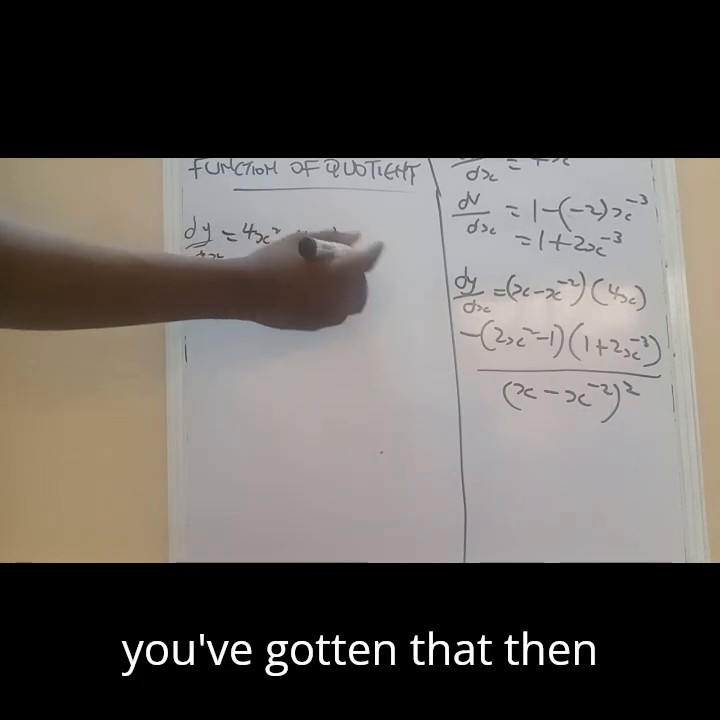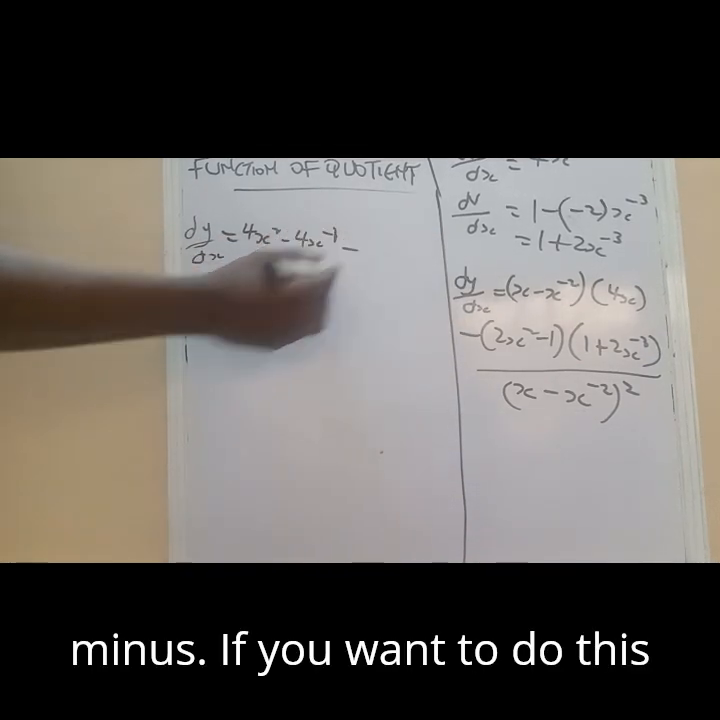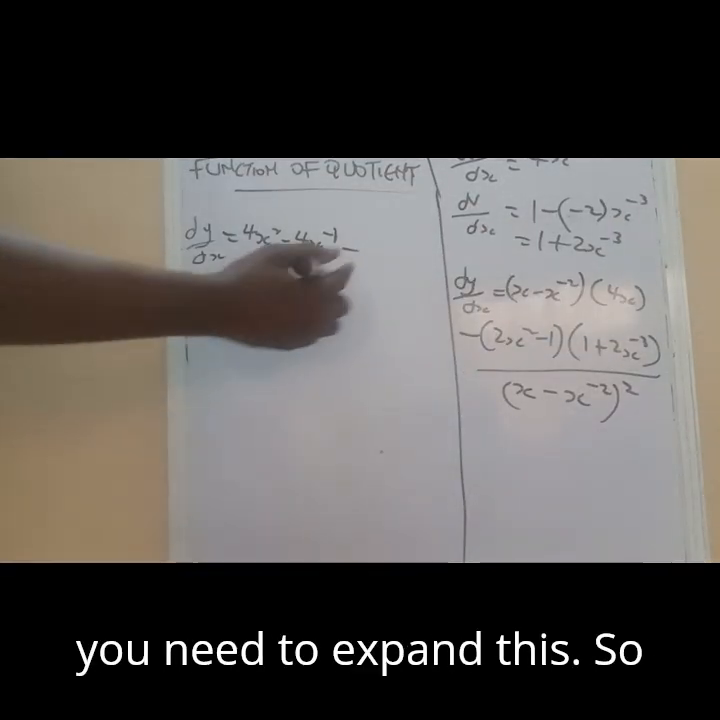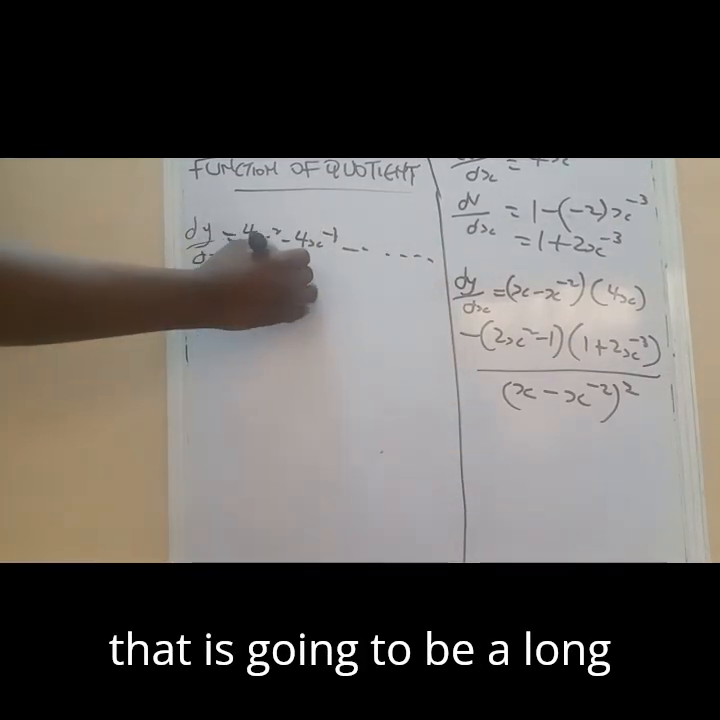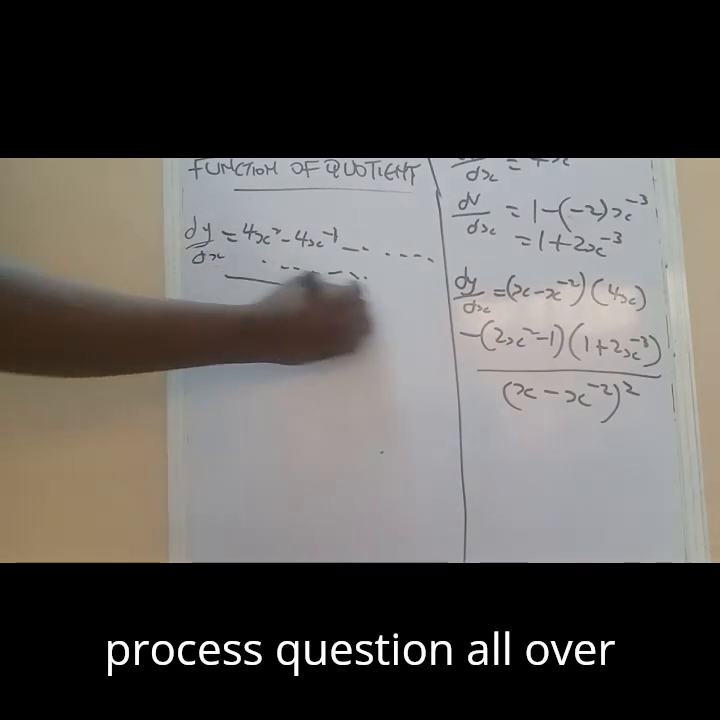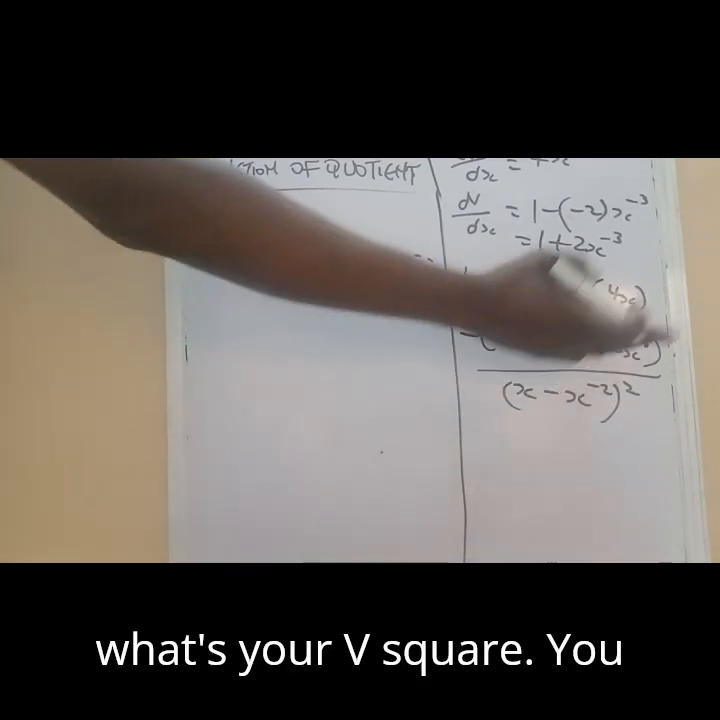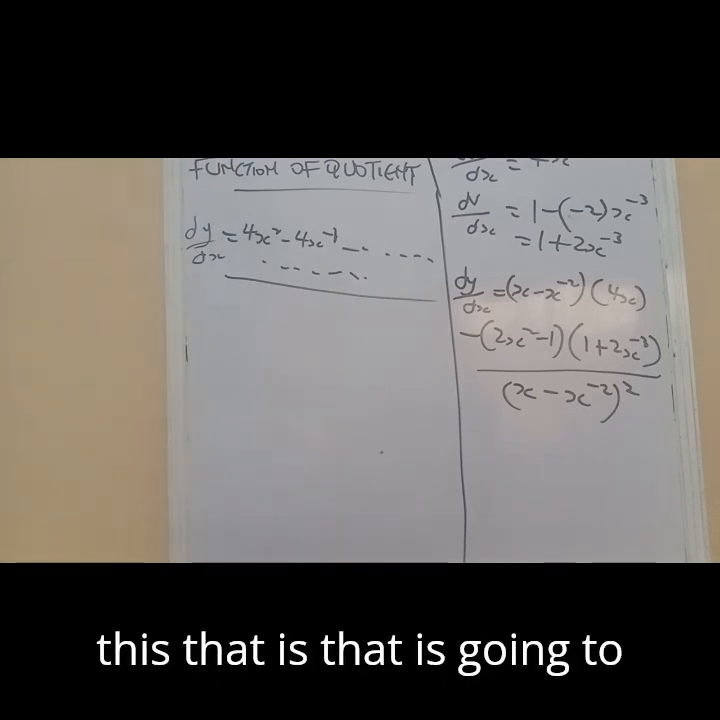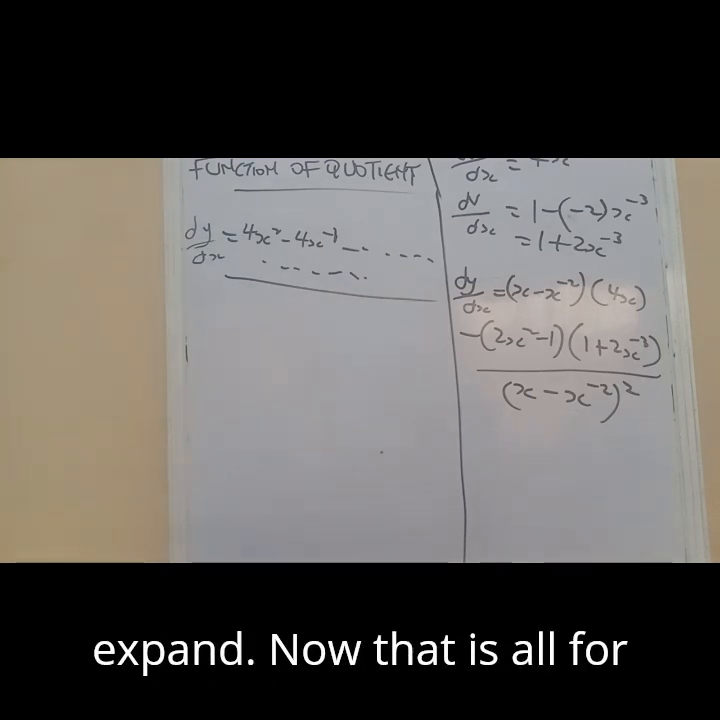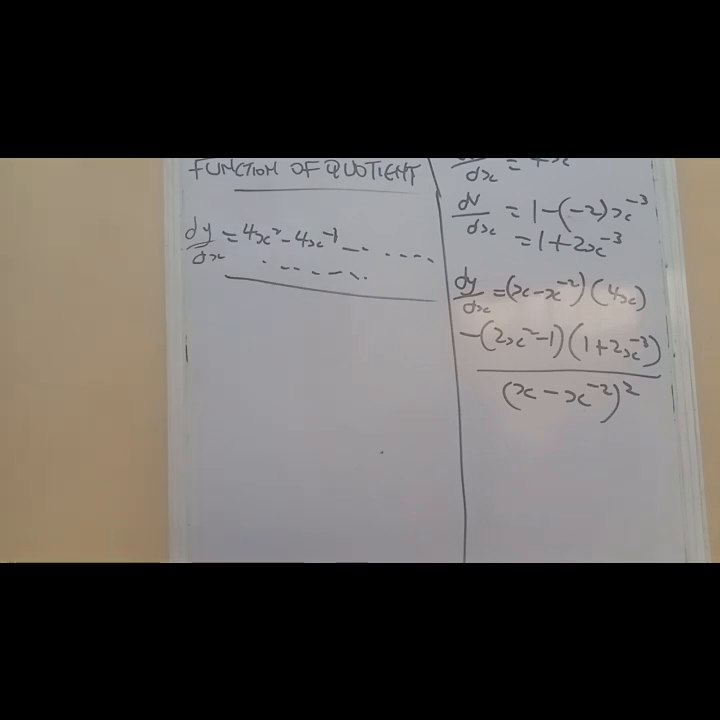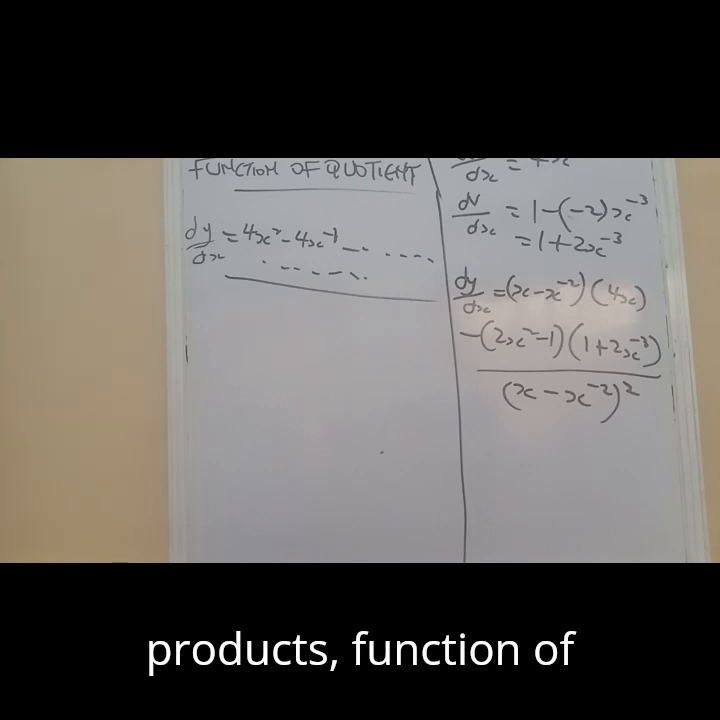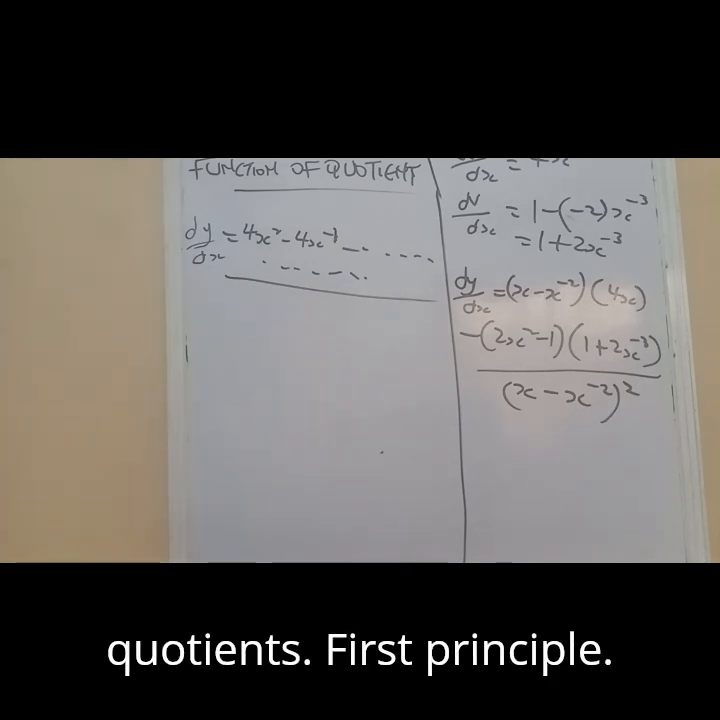So you've gotten that. Then minus, if you want to do this, you need to expand this. So that is going to be a long process, all over v squared. You still need to expand. But questions do not come like this. That is going to be difficult for you to expand. Now, that is all for function of function, which is chain rule, function of product, function of quotient, first principle.